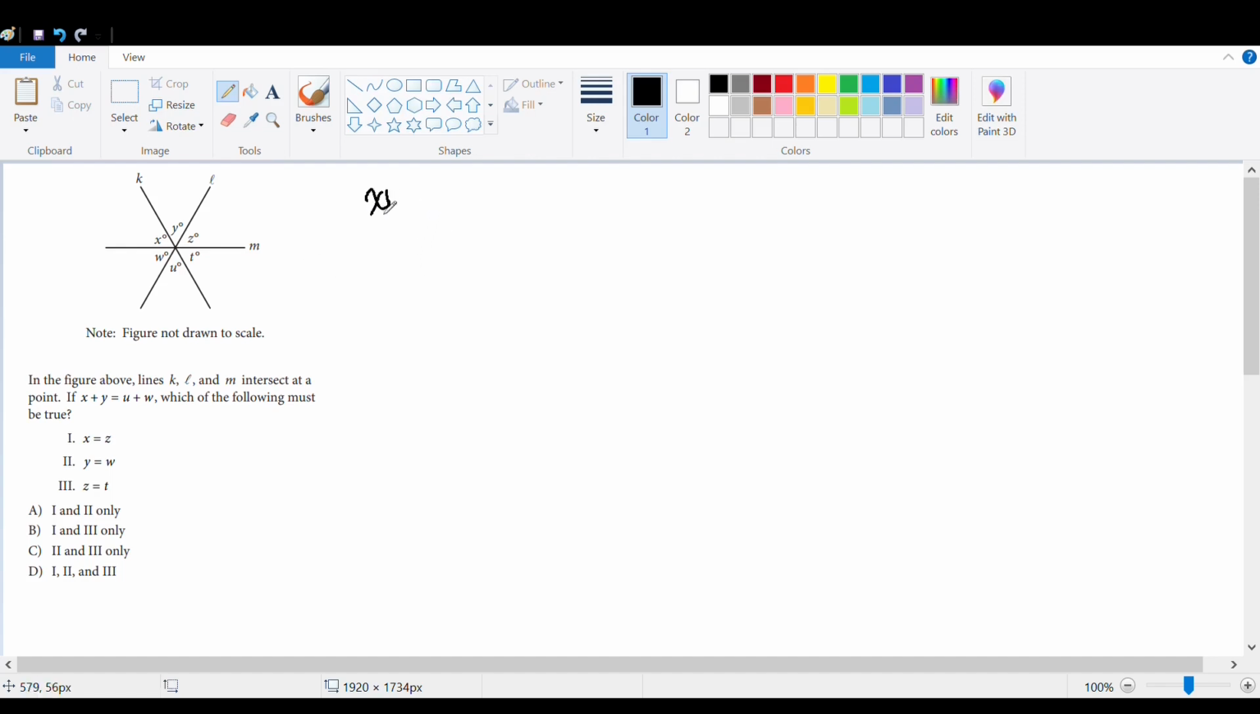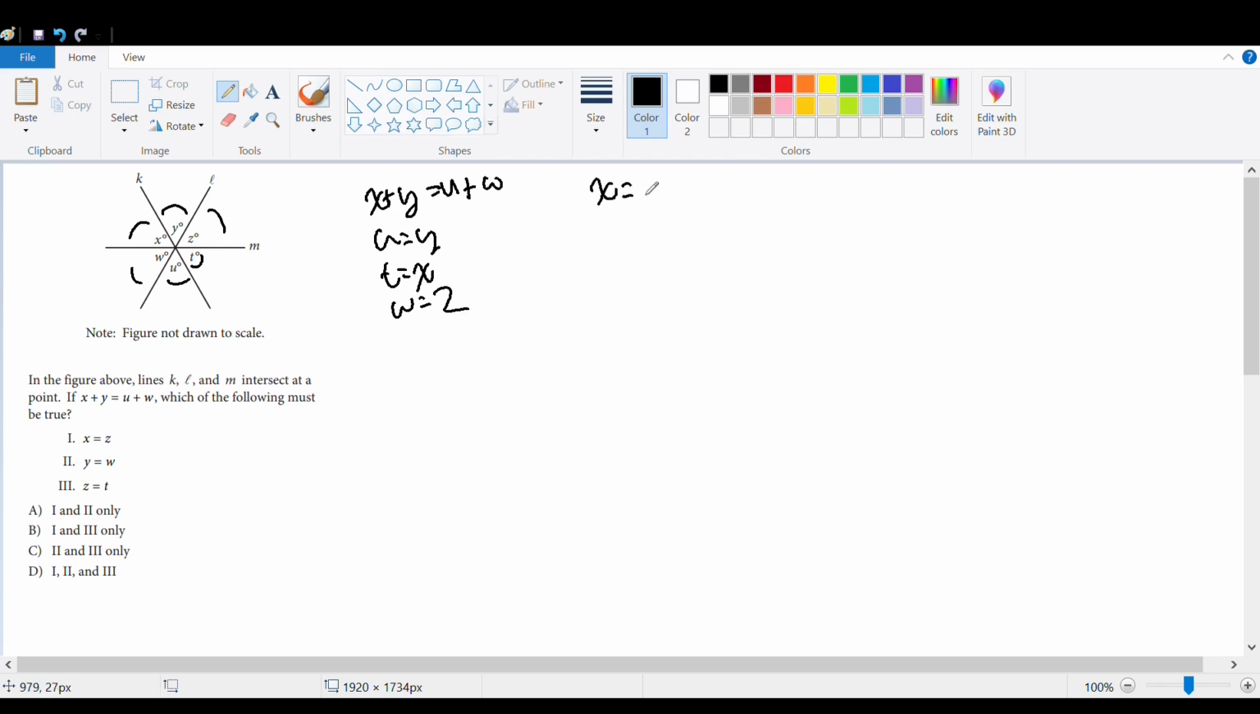So x plus y is equal to u plus w, and we know that u and y are vertical angles, so u equals y, and t and x are vertical angles, so t equals x, and w and z are vertical angles, so w equals z. So let's just see which of these we could prove to be correct. Let's take a look at one.